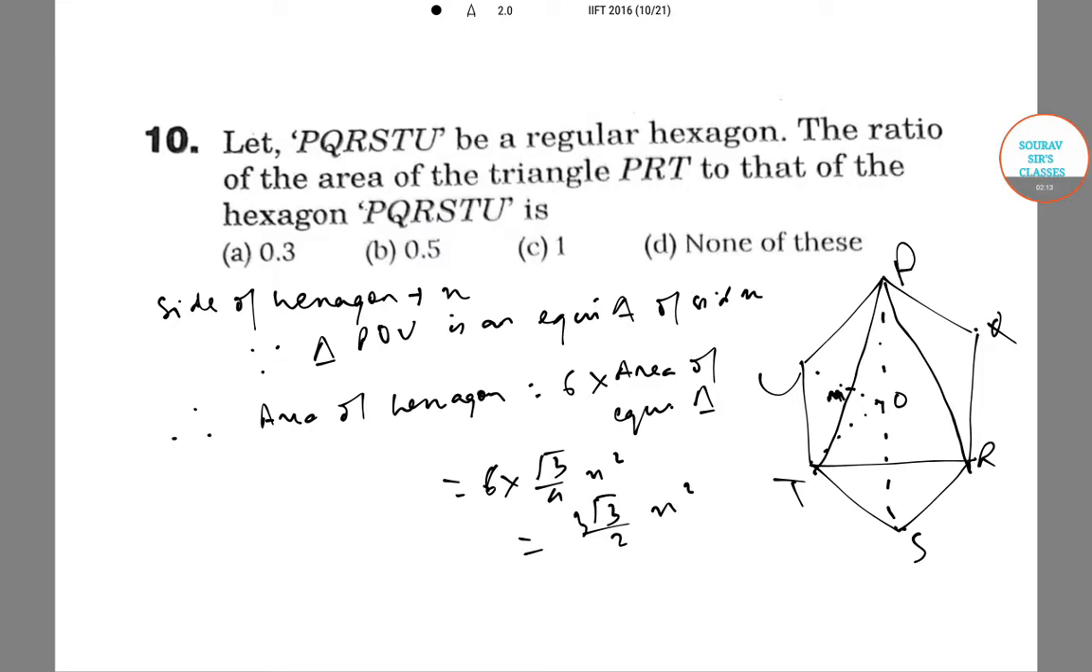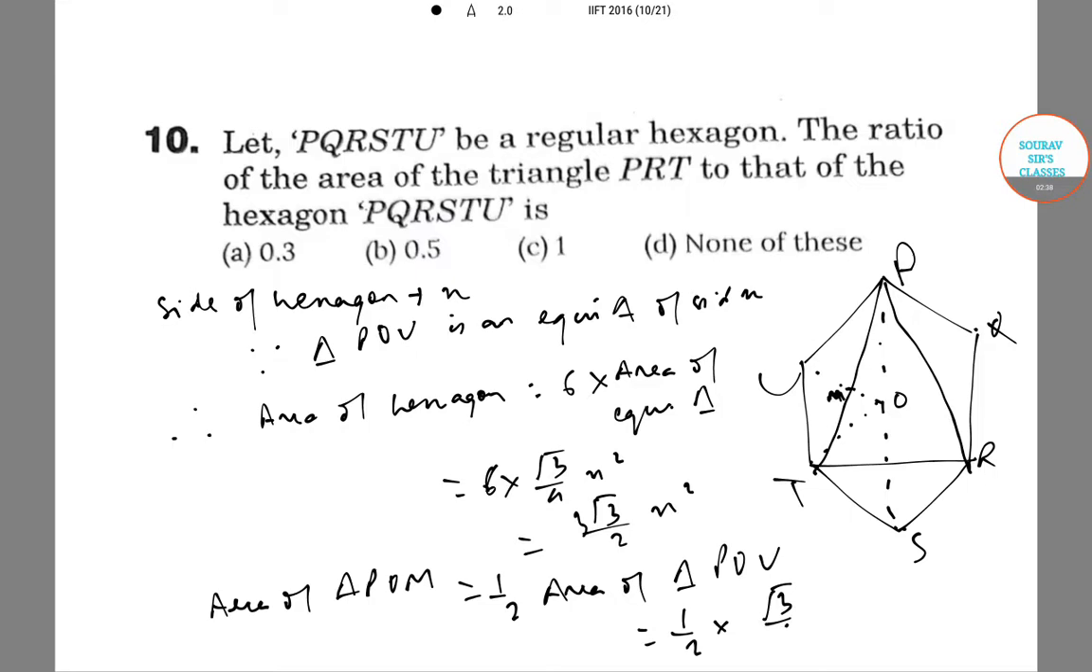So now PM is the median of equilateral triangle POU. Therefore, area of POM, area of triangle POM is equal to half into area of triangle POU, that is half into root 3 by 4 x squared, which is root 3 by 8 x squared.